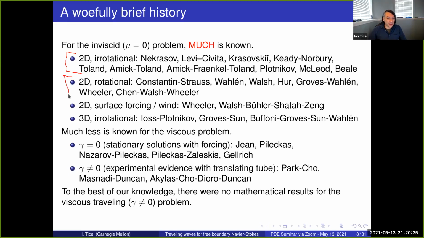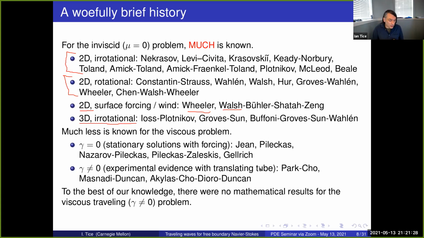Much more recently, in the last 20 years, in fact, progress has been made on the rotational problem, where the fluid is not posited to be curl-free for all time. This essentially started with the work of Constantin and Strauss and propagated from there by the various students of Constantin and Strauss for the most part. And by now, we also have a little bit of knowledge about what happens in 2 dimensions when there is a model of surface forcing or wind. In particular, the work of Wheeler and Sam Walsh has established some of this. There is a little bit of theory that is known in 3 dimensions, but not a ton. What is known in 3D is all irrotational, by several groups of authors.